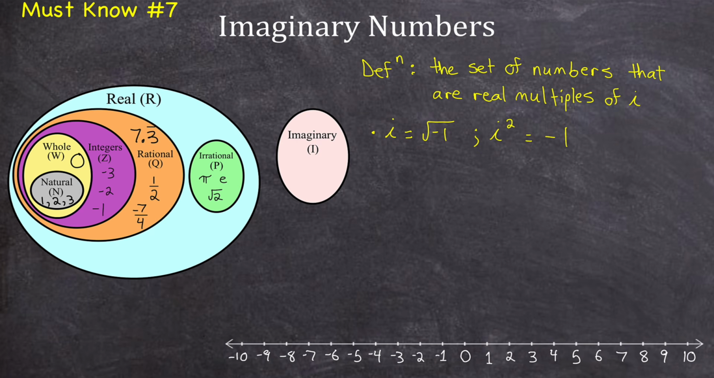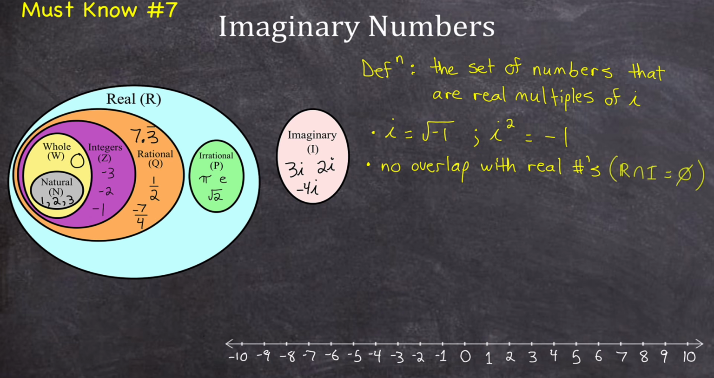So some examples of imaginary numbers would be any real number multiplied by i. So for example, inside this set of imaginary numbers, I'll list some real multiples of i. For example, 3i, 2i, or -4i. And notice this set of imaginary numbers has no overlap with the set of real numbers. There are no numbers that are both a real number and an imaginary number. So we could say the intersection of those two sets, the real numbers and the imaginary numbers, is the null set. And notice that capital letter I represents the set of imaginary numbers.